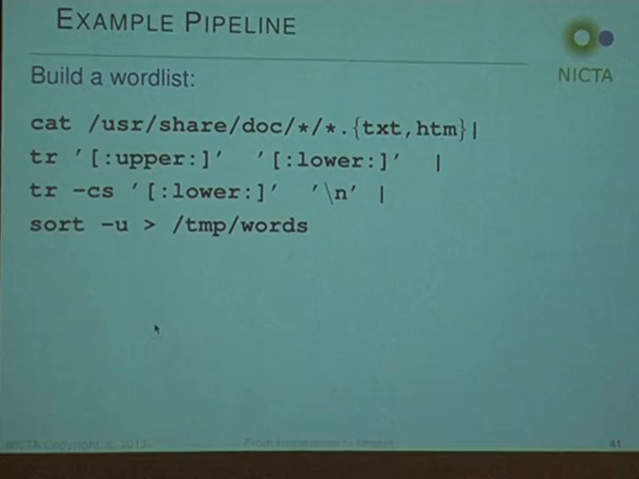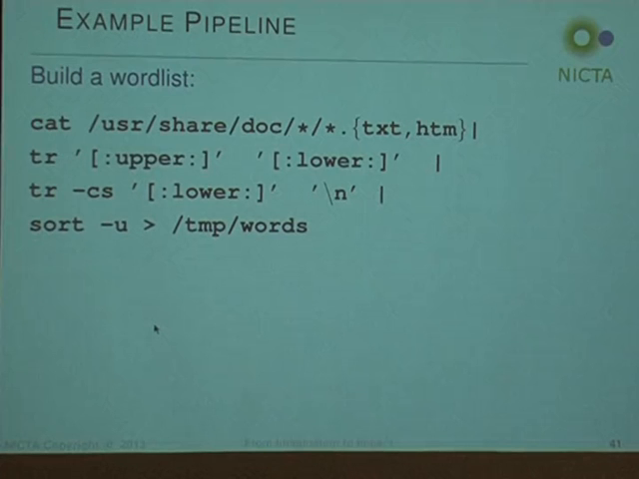Okay, so here's an example pipeline. I'm not going to get you to try and type this now because it takes forever to run anyway. But here we're going to go through every single text and HTML file inside /usr/share/doc, which is where documents are dumped by the Debian system and Ubuntu and all those things. Then we're going to transliterate upper to lower. Then we're going to throw away anything that isn't a lowercase character and convert it into a newline. And then we're going to sort it and put it into distinct words. This is just an example of a longer pipeline.